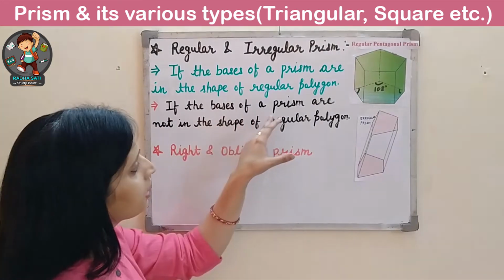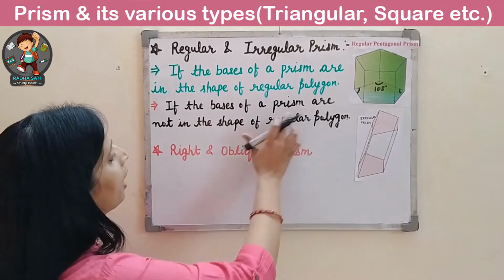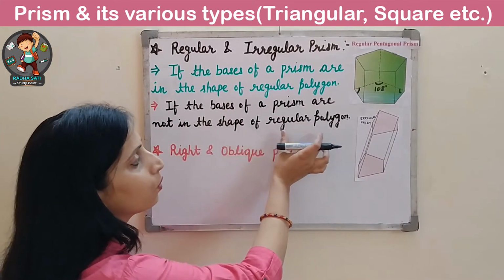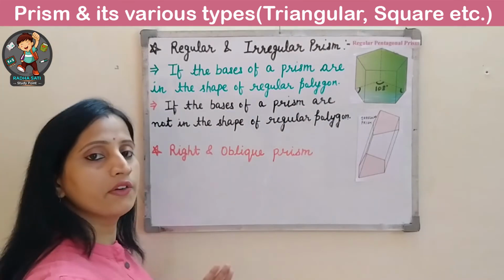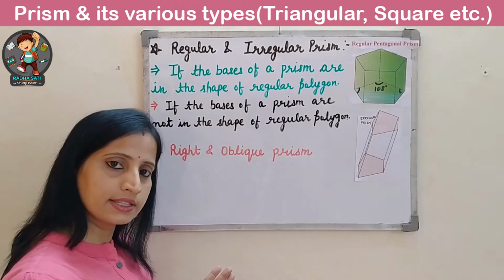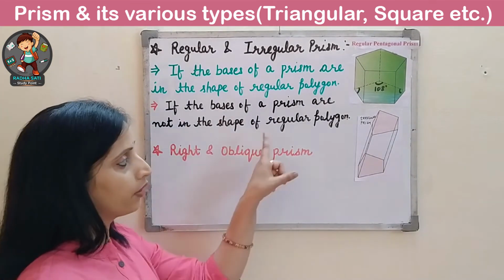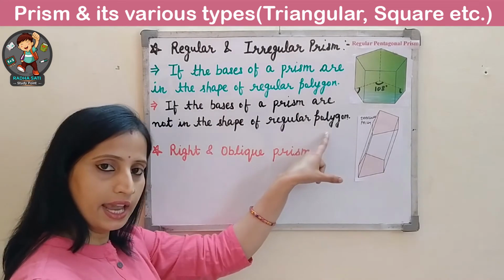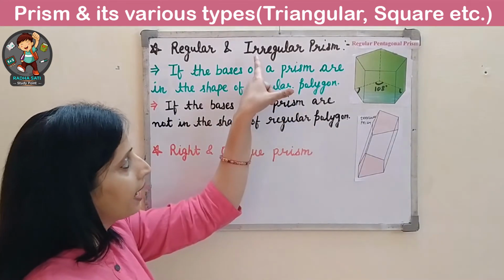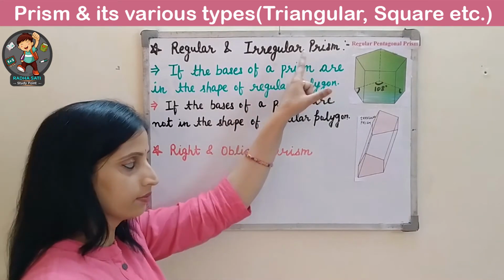Now, if the bases of a prism are not in the shape of a regular polygon, if our top and bottom faces are not in the shape of a regular polygon, then it will be considered as an irregular prism.